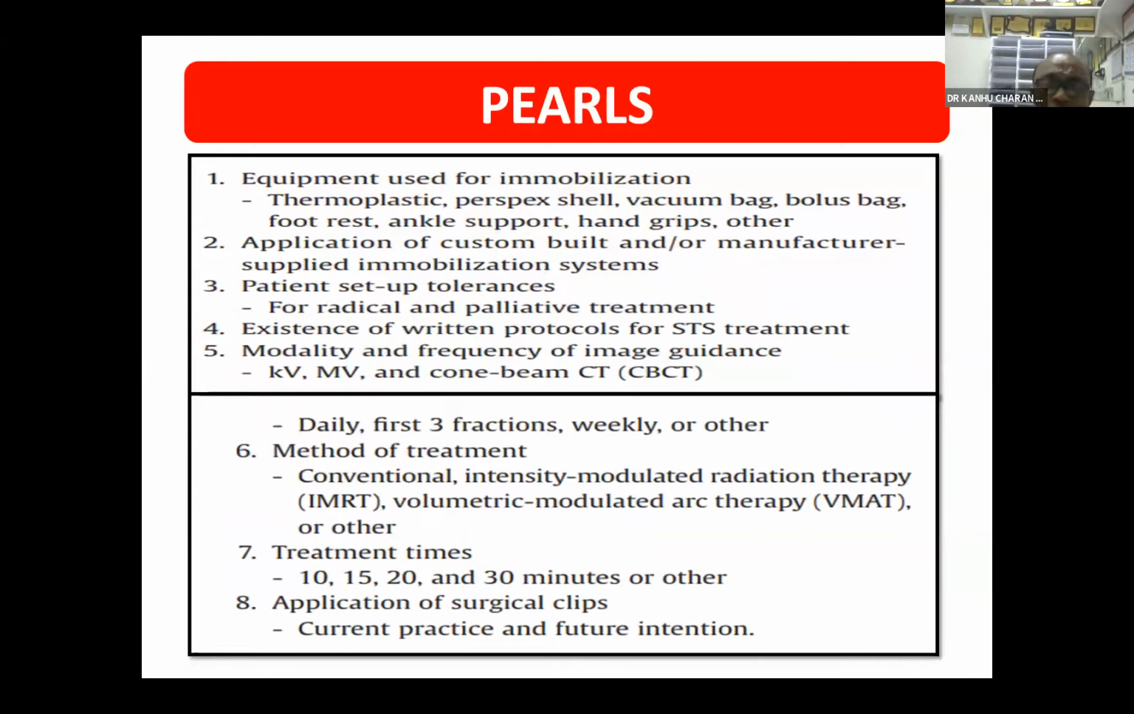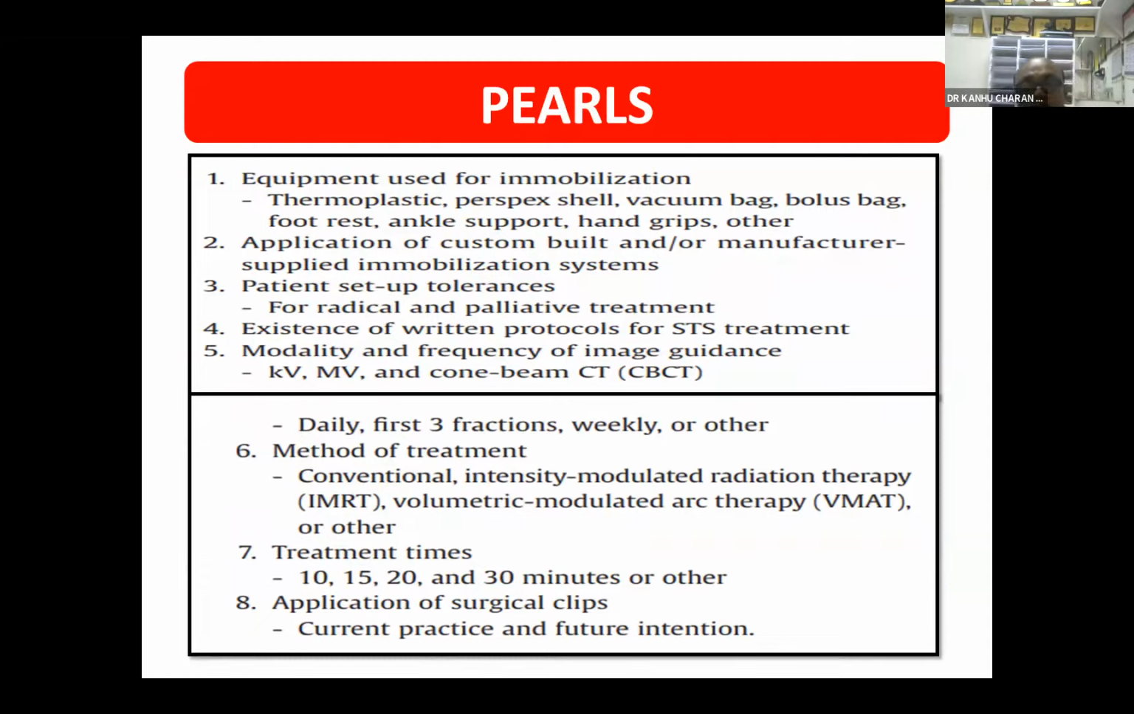So what is the equipment used for immobilization? You can use thermoplastic masks, vacuum bag, bolus, foot rest, ankle support, hand grips, and others. You can use custom-built or manufacturer-based ones. Patient set-up and tolerances, whether palliative treatment or radical treatment, you have to see. Existing protocol for STS treatment, you can find out your institutional protocol.